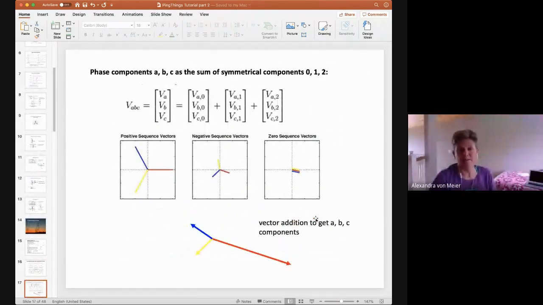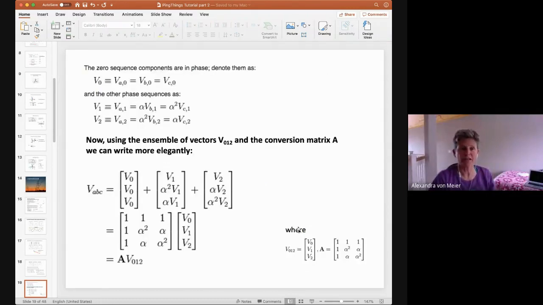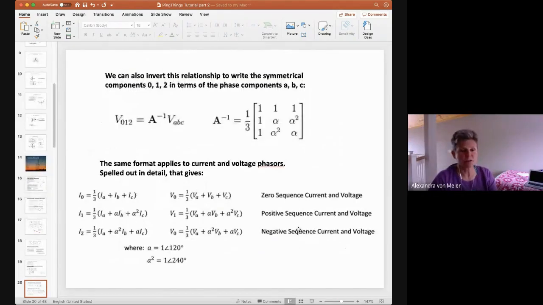And if you're into math, you can work this out with linear algebra, and you can write it with coefficients. You can put those coefficients in the complex plane, where this alpha basically means a rotation. And then you can write all 3 sets of vectors in terms of a matrix. The same is true for currents, and you can go backwards out of the phase currents. You can extract the 0, positive, and negative sequence currents. And this is stuff that PMU firmware or software will do for you.